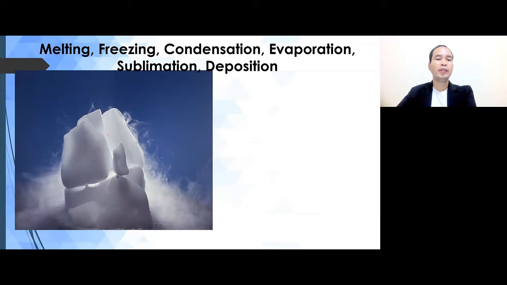This one is your dry ice. When you place it outside, you cannot find traces of water when it disappears, compared to your ordinary ice. So your dry ice will undergo what phase change of matter? Okay, it will undergo sublimation.